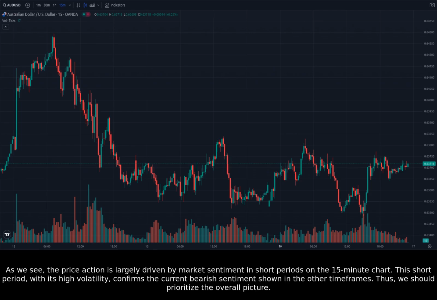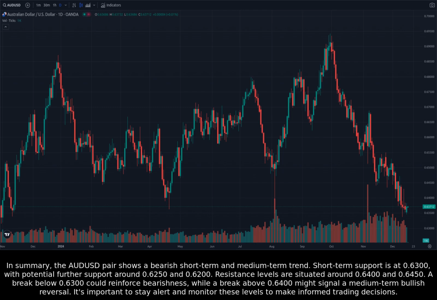As we see, the price action is largely driven by market sentiment in short periods on the 15-minute chart. This short period, with its high volatility, confirms the current bearish sentiment shown in the other time frames. Thus, we should prioritize the overall picture. In summary, the AUDUSD pair shows a bearish short-term and medium-term trend.